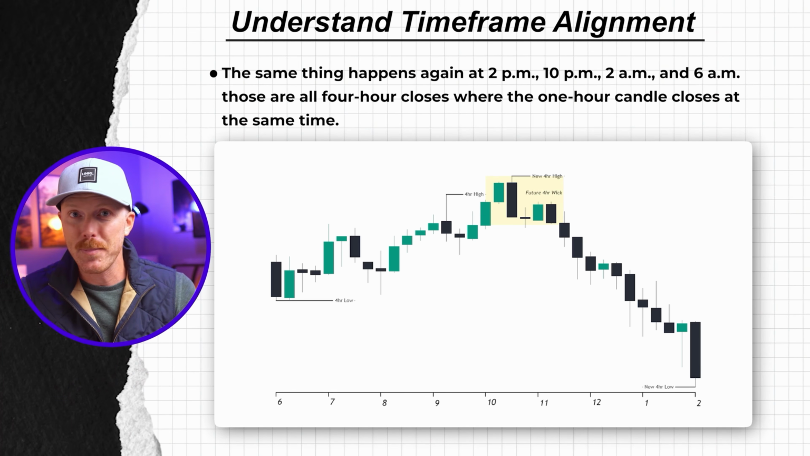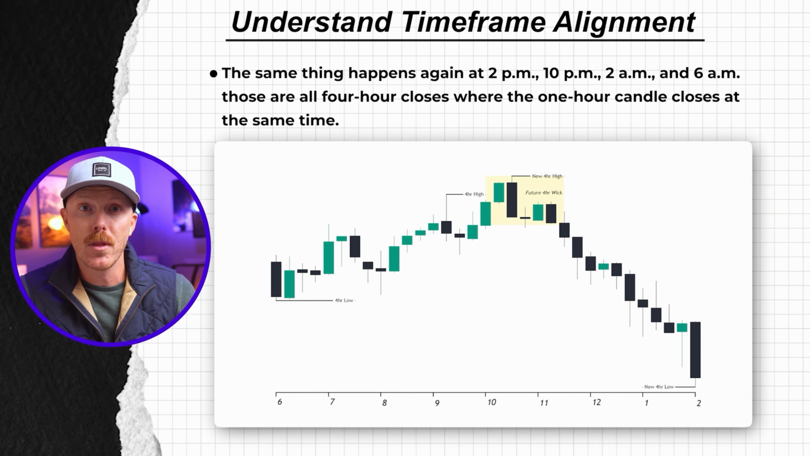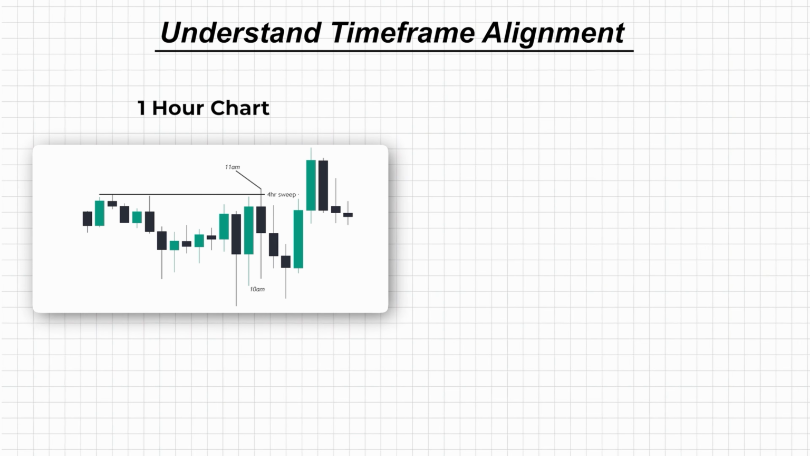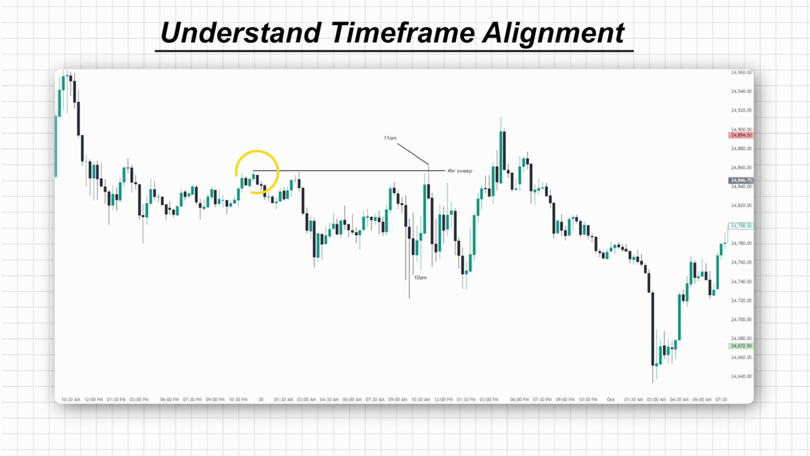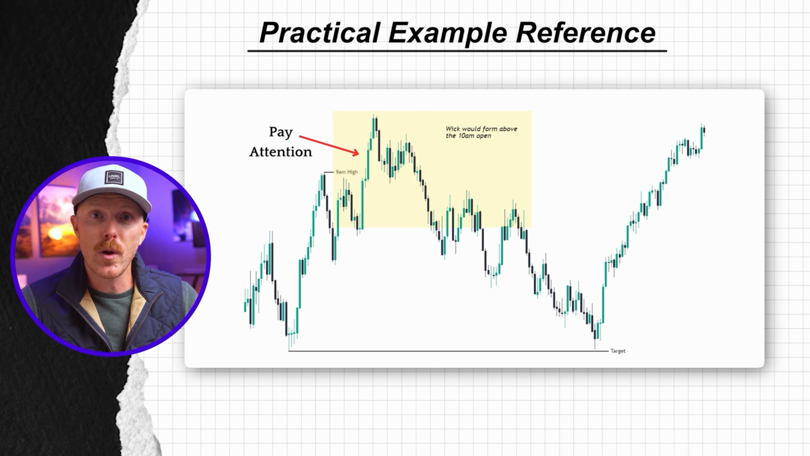That same thing happens again at 2 p.m., 10 p.m., 2 a.m., and 6 a.m. Those are all 4-hour closes where the 1-hour candle closes at the exact same time, and you can see this happen on that time frame. Here's another example of the 1-hour and 4-hour alignment, except for this one, the 1-hour doesn't sweep until 11 a.m. Because the 4-hour candle spans 4 hours, it's still sweeping its previous candle high, confirming alignment even though the sweep comes later.